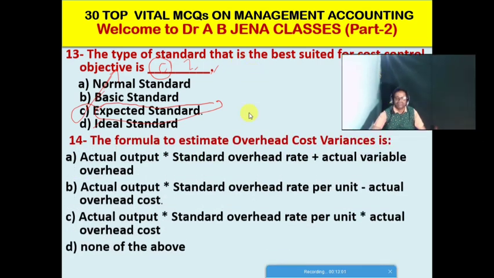Next MCQ: the formula to estimate the overhead variance is what? A is actual output into standard overhead rate plus actual variable overhead. B is actual output into standard overhead rate per unit minus actual overhead. C is actual output into standard overhead rate per unit into actual overhead rate. D is none of the above. So B is the right option. The formula to estimate the overhead cost variance is actual output into standard overhead rate per unit minus actual overhead. So B is the right option for this MCQ. Next MCQ.